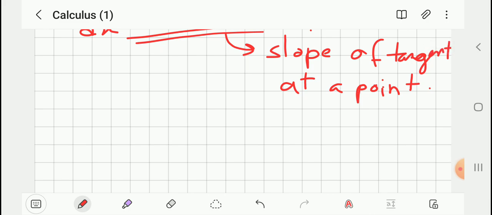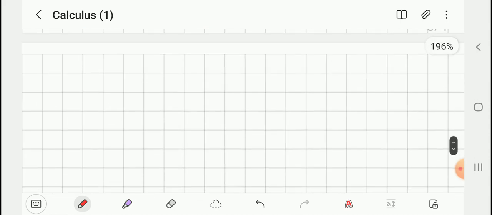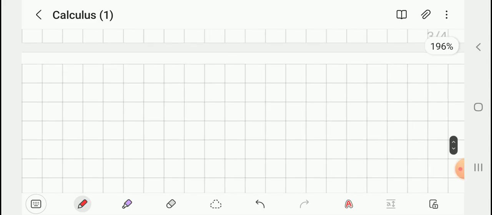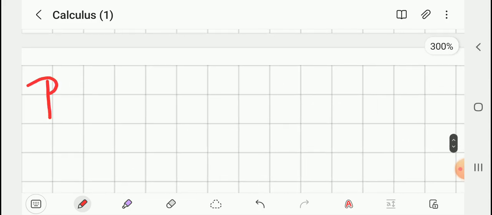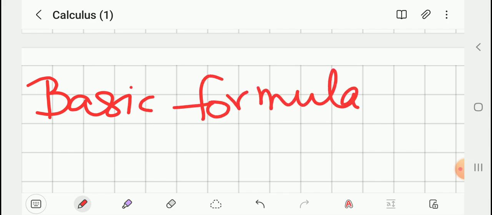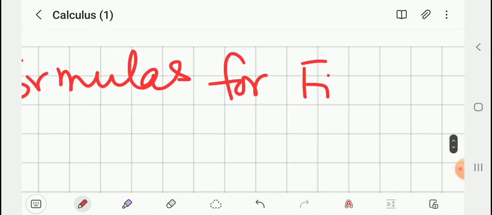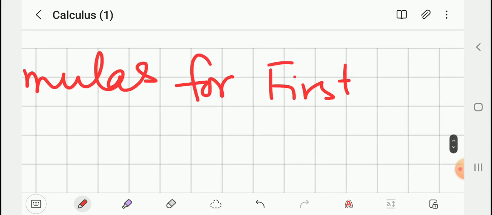Now this may seem very confusing, very hard to you, but don't worry, with practice we'll get used to it. There are some basic formulas for differentiation. I'll write them. Basic formulas for first derivative.